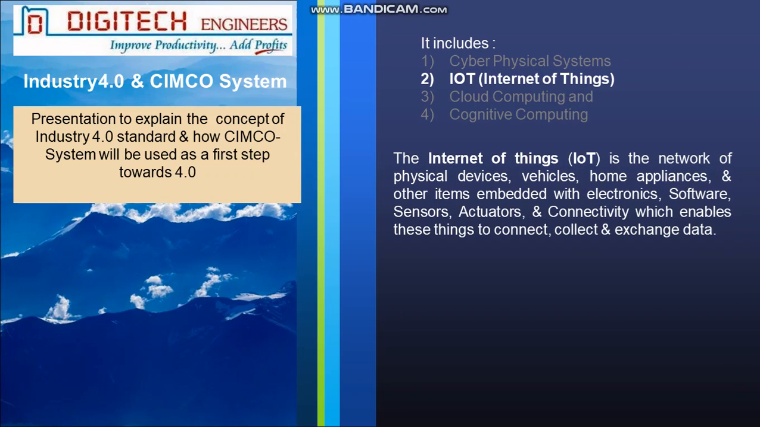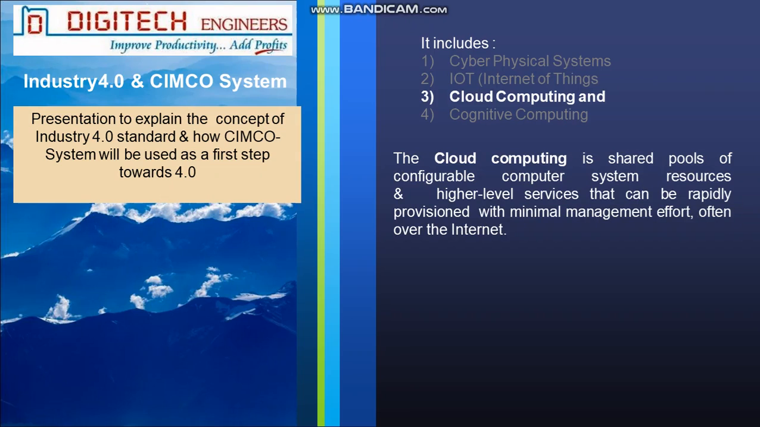The Internet of Things, IoT, is the network of physical devices, vehicles, home appliances and other items embedded with electronics, software, sensors, actuators and connectivity which enables these things to connect, collect and exchange data. This is about cloud computing. The cloud computing is shared pools of configurable computer system resources and high-level services that can be rapidly provisioned with minimal management effort, often over the internet.